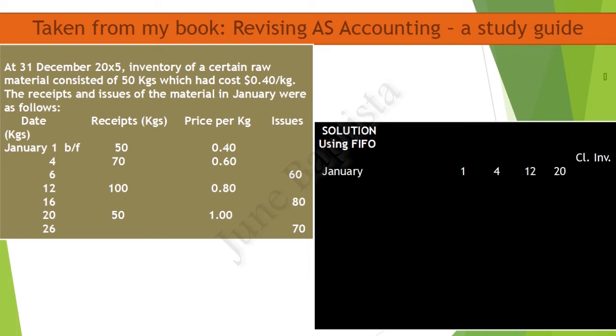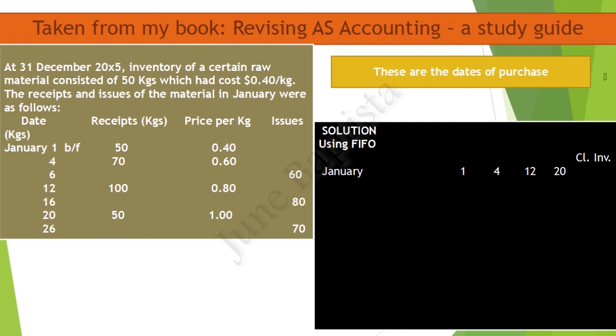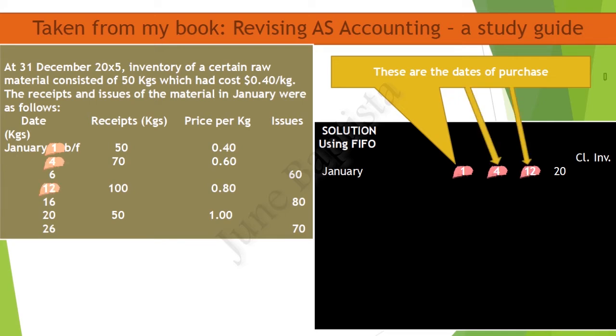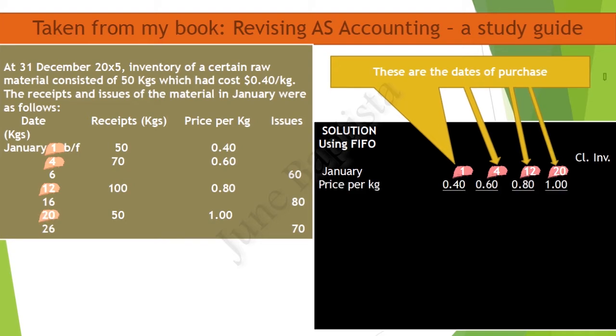The first row consists of dates of purchases. In this case, it is January the 1st, January the 4th, January the 12th, and January the 20th. The second row consists of the prices paid, in this case per kg. 40 cents for goods purchased on the 1st, 60 cents for goods purchased on the 4th, 80 cents for goods purchased on the 12th, and $1 for goods purchased on the 20th. This is the price per kg.